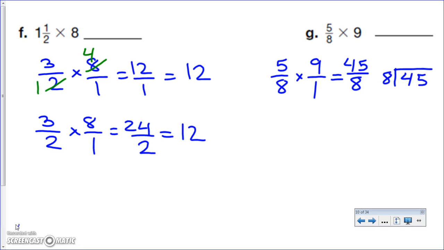Then we're going to set up our division problem to go from our improper fraction to our mixed number. So 8 goes into 45 5 times. And we get a remainder of 5. So our answer is going to be 5 and 5/8.